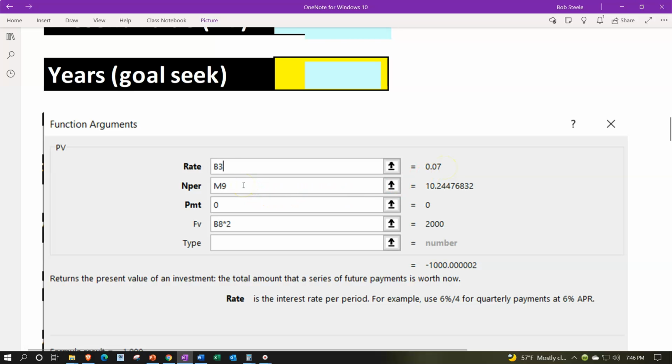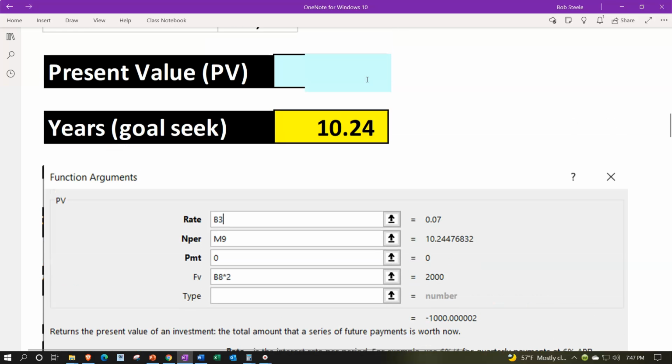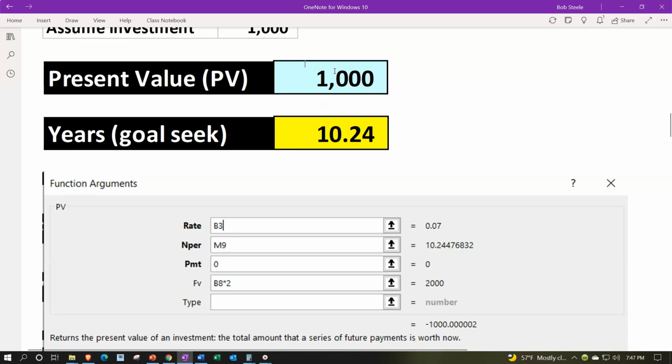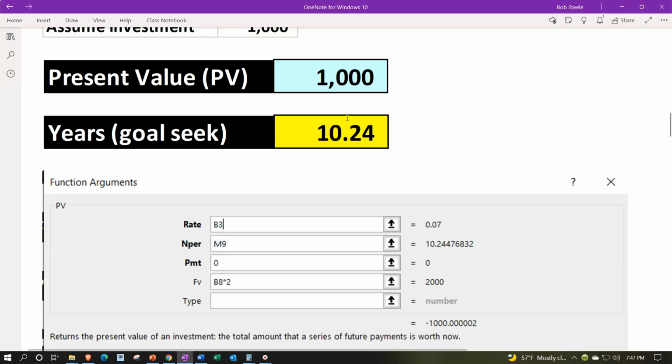Then we have the number of periods. The number of periods is coming from this cell, which currently is at about 10.2447. Now, this is actually the answer. This is really the unknown. So if we didn't know what this cell was and we were trying to back into it using the present value, then we could put something other than the answer here. We could guess and just put like 5 or something like that here, solve for this, and then use a tool in Excel called goal seek to say, Excel, would you make this number what it needs to be to get to this end result to be the 1,000 present value? So hopefully that'll make a little bit more sense.